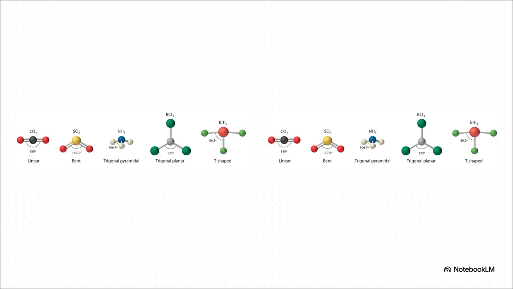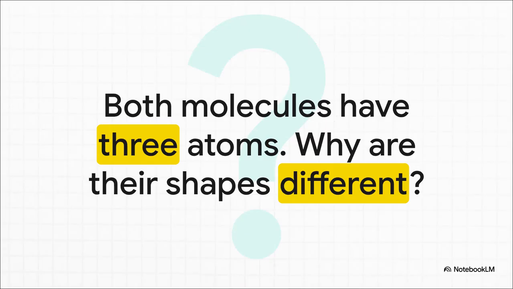Okay, so check this out. On the left, we've got carbon dioxide, CO2. It's a perfectly straight line. On the right, sulfur dioxide, SO2. Now, at a glance, you'd think they'd be pretty much the same, right? One atom in the middle, two on the sides. But sulfur dioxide is obviously not a straight line. It's bent. So, that's our big mystery for today.